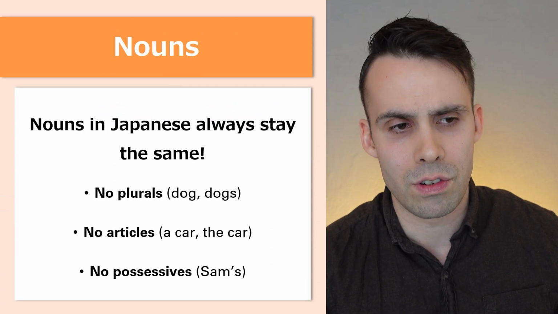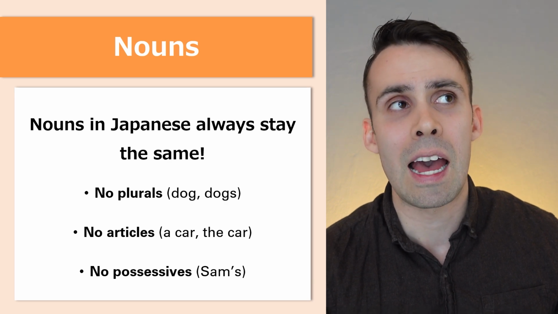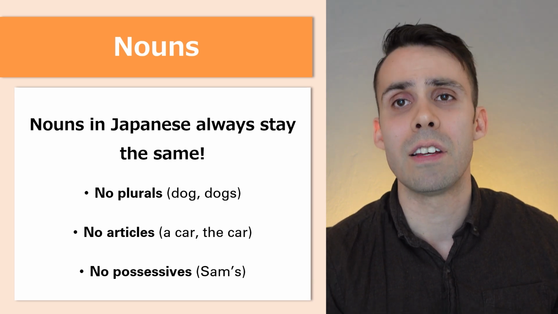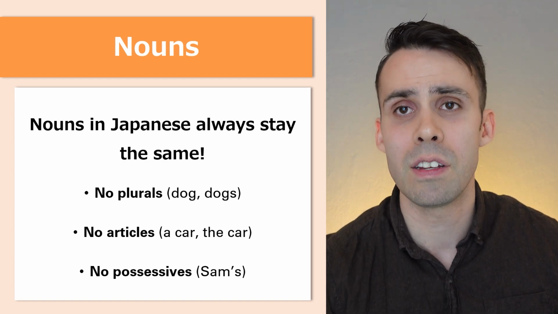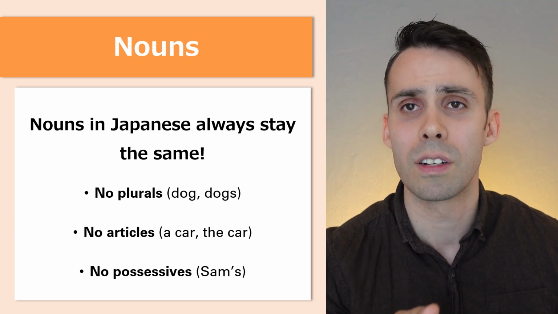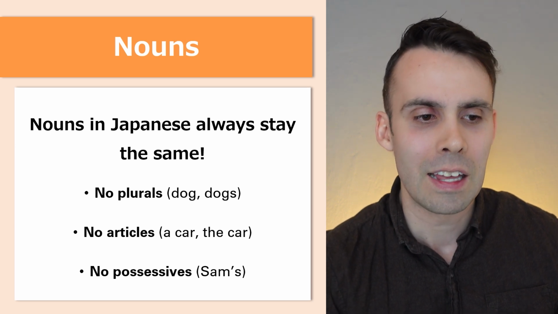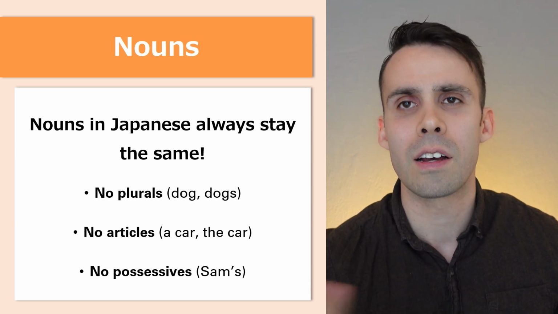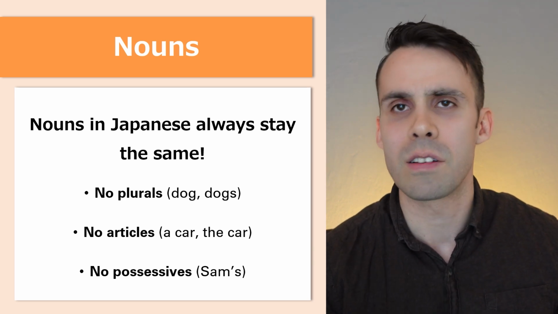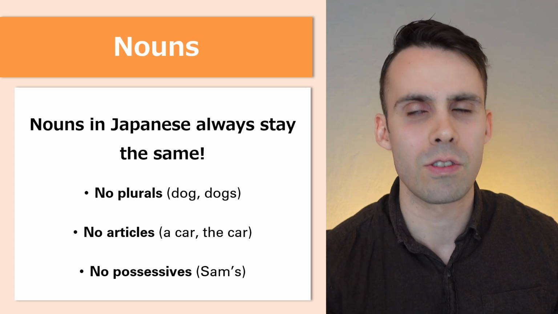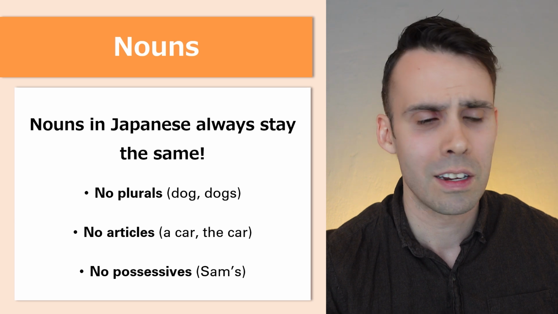But moving on to nouns, we can see that nouns in Japanese always stay the same. And this makes learning nouns very easy in Japanese compared to a lot of other languages. So there's no plural in Japanese. If you have a dog, inu, it's always inu. It never becomes inus or something like that. There are no articles. There's no a car or the car. It's just kuruma, kuruma. And there's no possessive. Sam doesn't become Sams. It's just Sam no. We'll get into no a little bit later in this lesson.